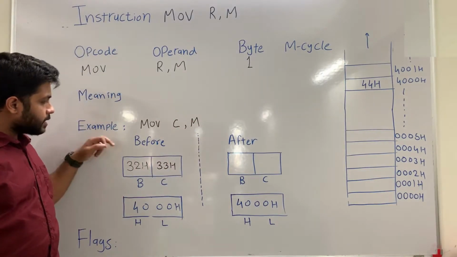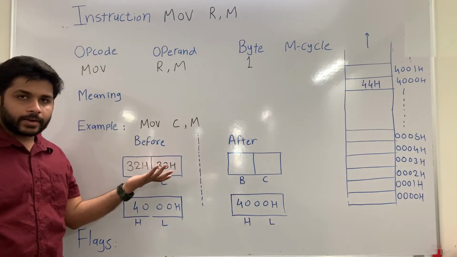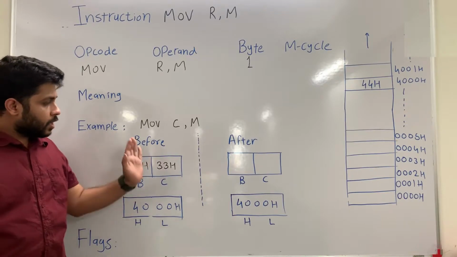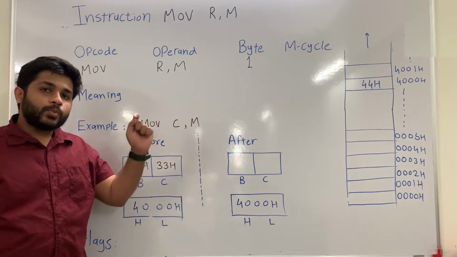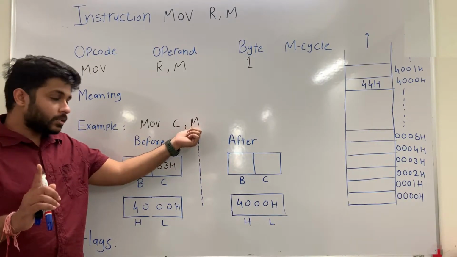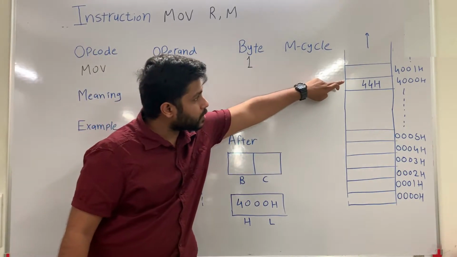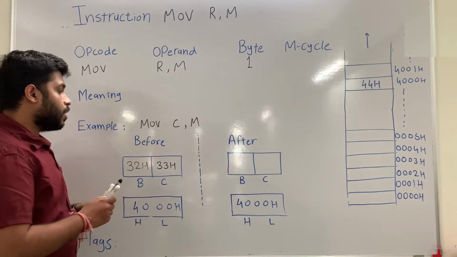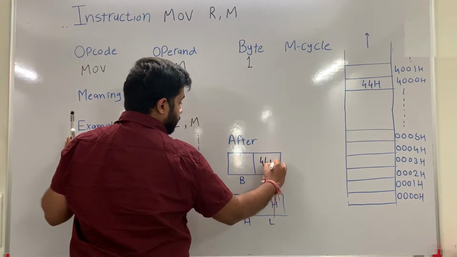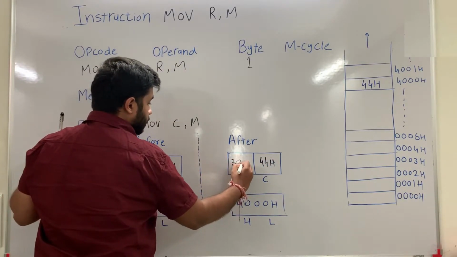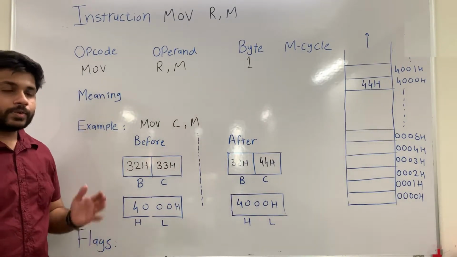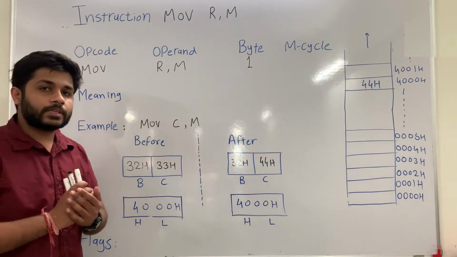Before the execution, you can see that B and C contain some data, and in the HL pair, 4000H is present. After the execution, what will happen? When the instruction is executed, the data from the memory location specified in the HL pair, which means the data from 4000H, will be transferred to the register C. So after the execution, C will contain 44H and B will contain 32H. Now let's see the flags. This is a data transfer instruction, so no flags will be affected.